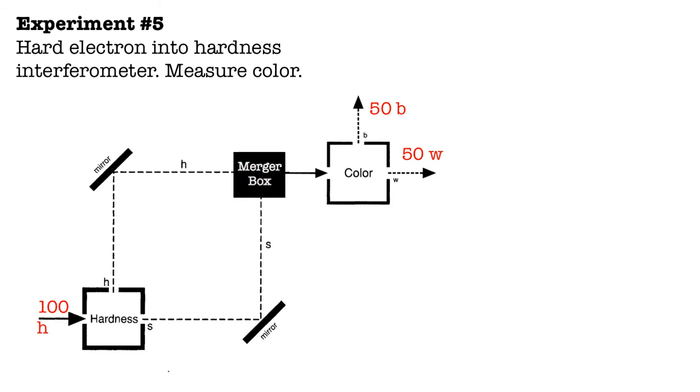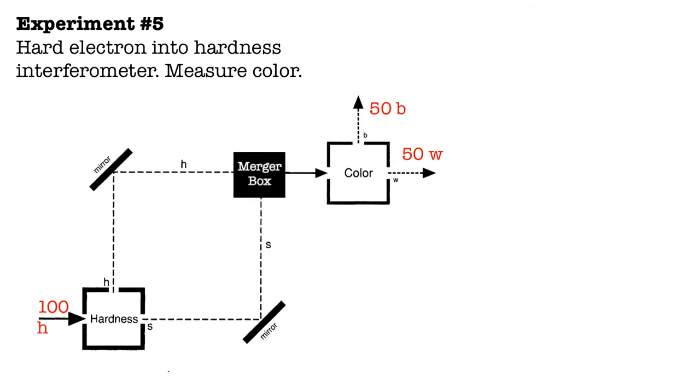Now, an explanation for this, which is perfectly reasonable, is that these hard electrons enter and take the hard branch, so they remain hard because we already know they're hard. We're remeasuring hardness, so we're going to get hard 100% of the time. And then we have 100 hard electrons entering this color box, and we know that a hard electron entering a color box has a 50-50 chance of exiting either of the two color ports.